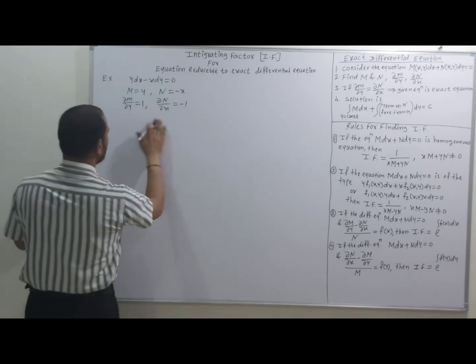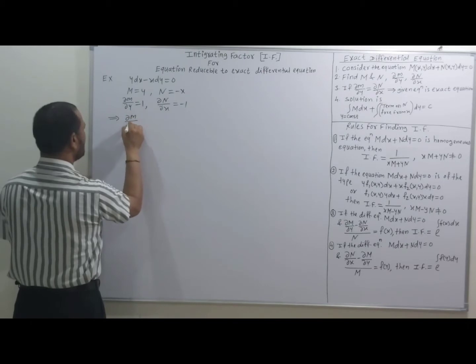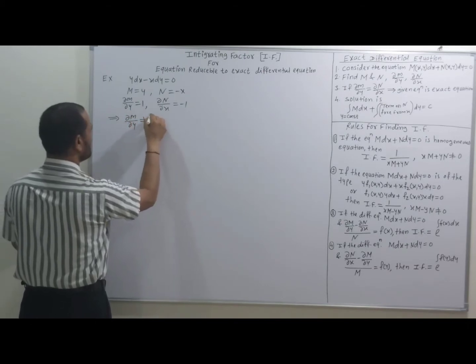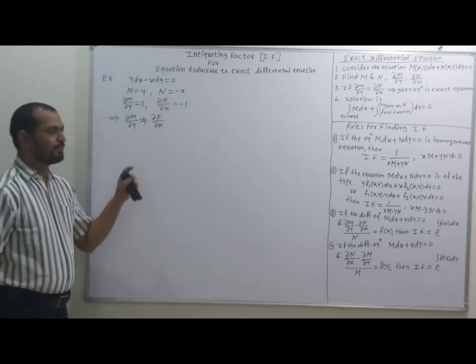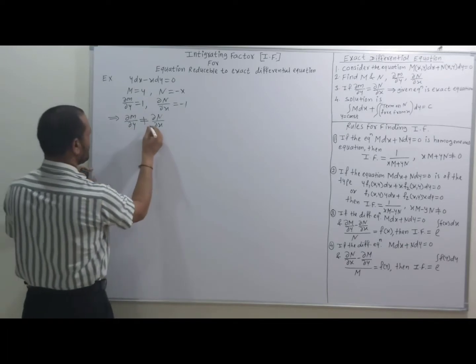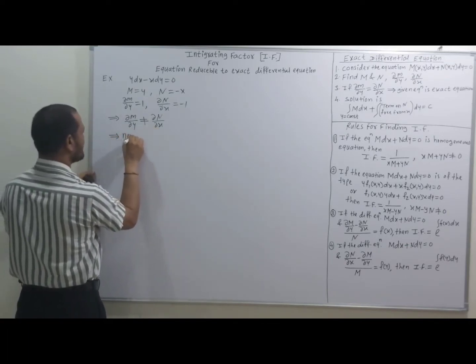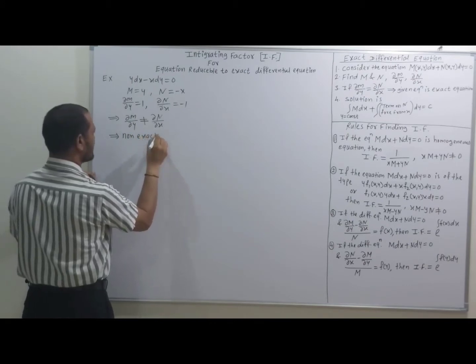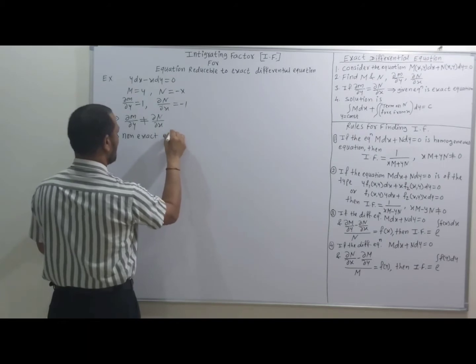So this indicates that the partial derivative of m with respect to y is not equal to the partial derivative of n with respect to x. That means these two partial derivatives are not equal. So as these two partial derivatives are not equal, this implies that the given equation is a non-exact equation.